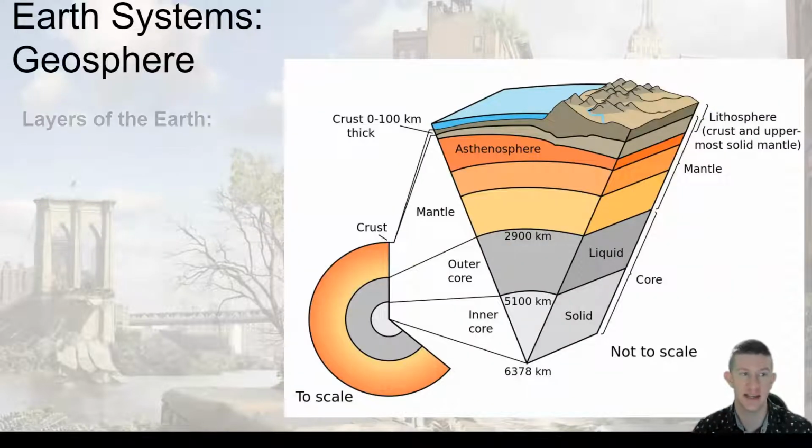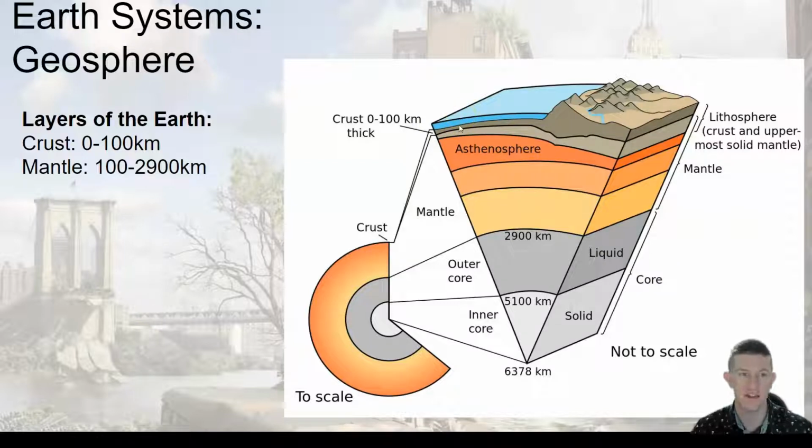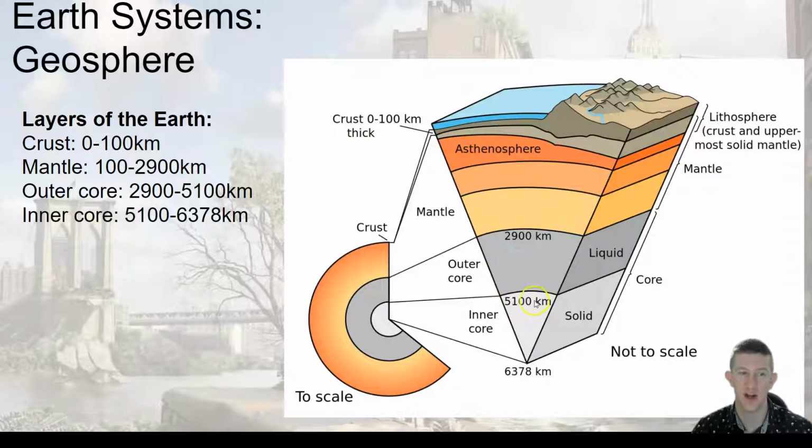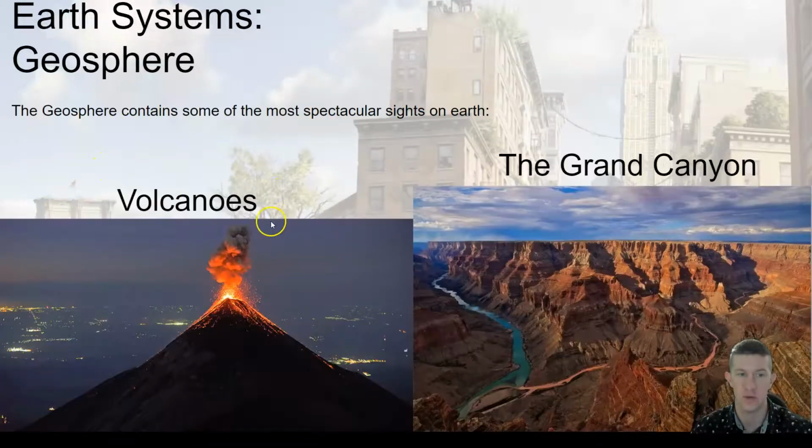Looking at the Geosphere's layers, we've got the crust, which is the 0 to 100 kilometers deep layer over here in blue. We've got the mantle, which is 100 to 2,900 kilometers. The outer core is then 2,900 all the way down to 5,100 kilometers below the surface. And the inner core is the 5,100 all the way down to the center of the Earth at 6,378 kilometers. So you're not expected to know these depths or anything like that. Just know the layers of the Geosphere, the layers of the Earth, and we'll talk about what we can find on the Geosphere. The Geosphere contains some of the most spectacular sights on Earth.